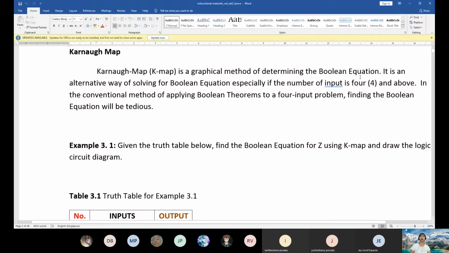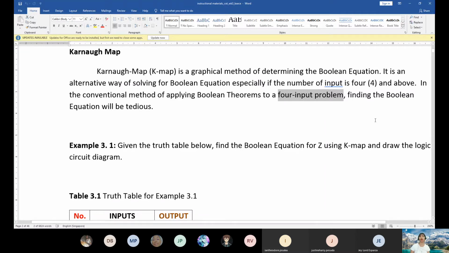Okay. Using the conventional method of applying Boolean theorems to 4-input problems, finding the Boolean equation will be tedious. So if you have 4 input problems, let's say the inputs are A, B, C, D, how many possible combinations are there for 4 input problems, class? 16 po. Okay, so we have 16 possible combinations.